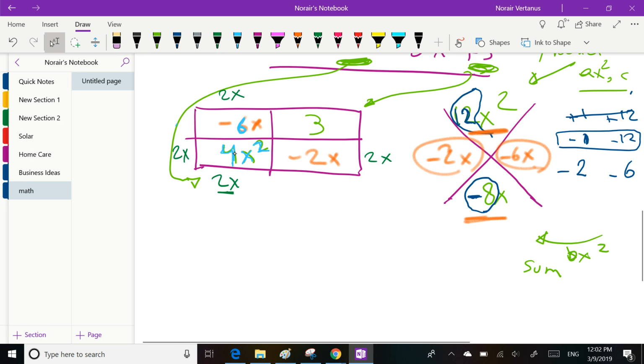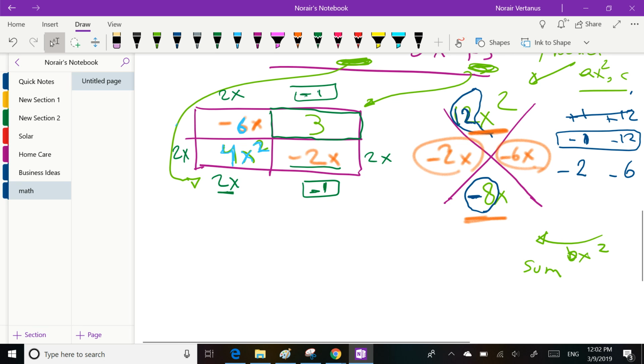Now, with 2x, what number do you need to put here? You multiply by 2x to get negative 2x, so it's negative 1. If this is negative 1, this is negative 1. Now for this rectangle, this one side, what numbers multiply to get 3?